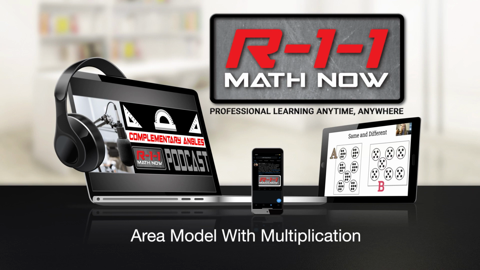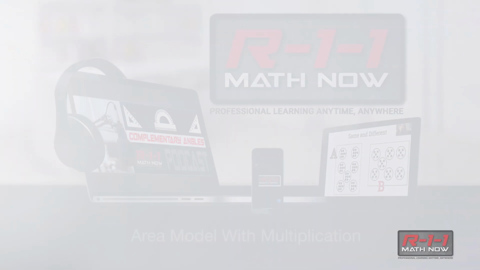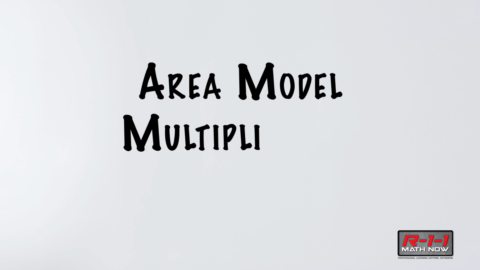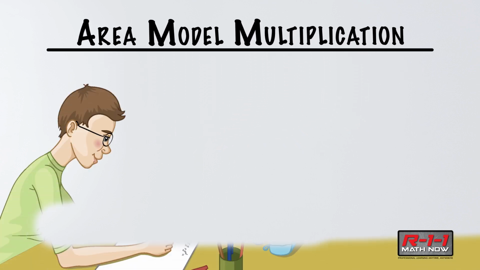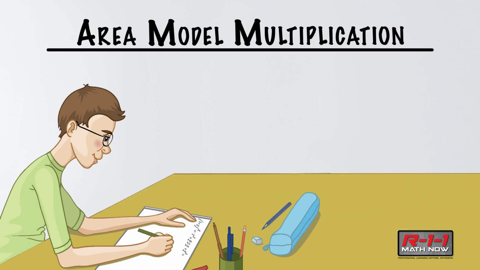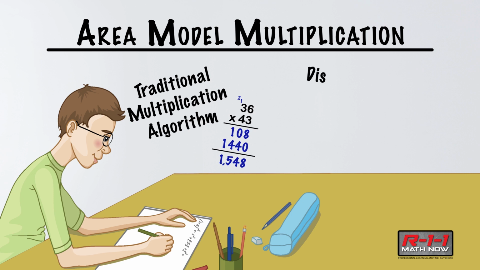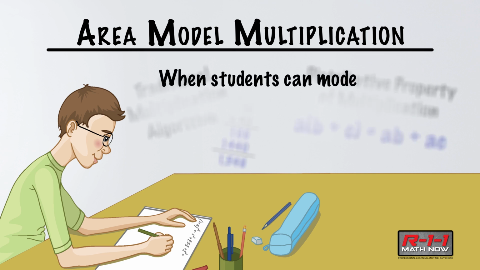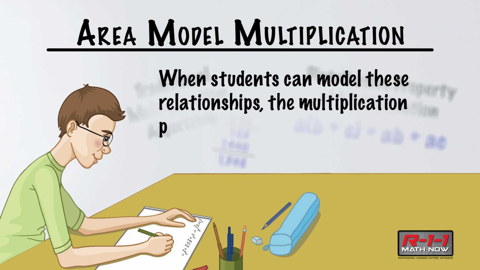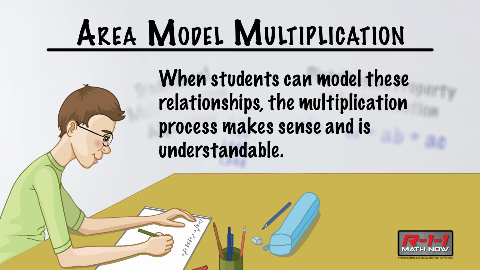In this video, I want to show how you can use the concept of area to solve problems involving multiplication. The process of multiplication is often taught by rote memorization, and students have difficulty remembering all the steps without really knowing why they're doing them. The traditional multiplication algorithm is derived from the distributive property of multiplication, which is clearly illustrated in this model. When students can model these relationships, the multiplication process makes sense and is understandable.